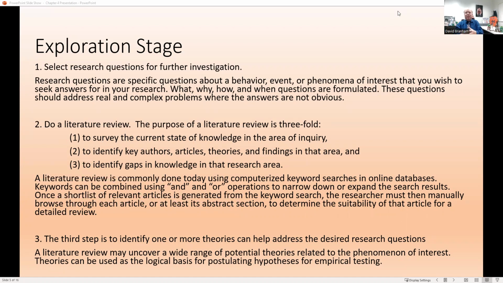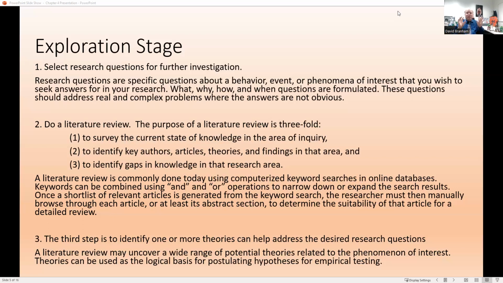That may be a research question. Or how does something occur, or how do we make it where more people want to vote? So these questions are formulated in your mind as you go forward.